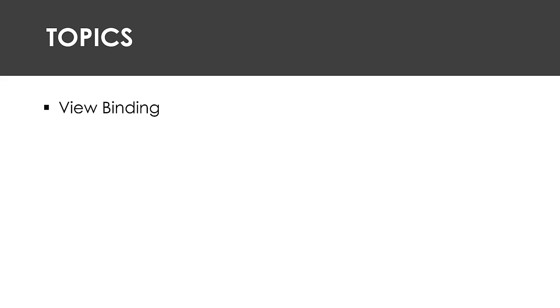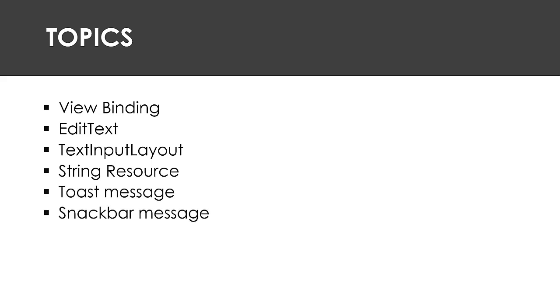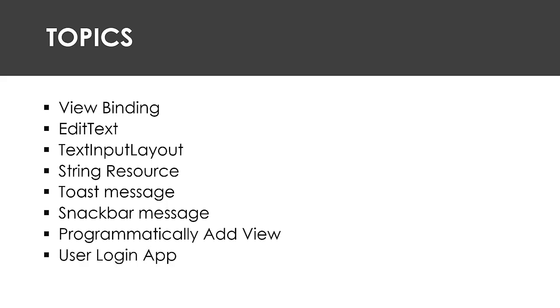You will learn how to collect data via the editText and textInputLayout, create and use a string resource, and display information to the user via the Toast and Snackbar messages. You will also learn how to programmatically add views during runtime. At the end of this lesson, you should be able to create a very simple user login activity wherein you can validate the user's input credentials and provide appropriate feedback.